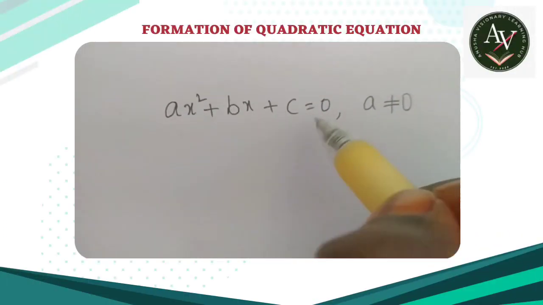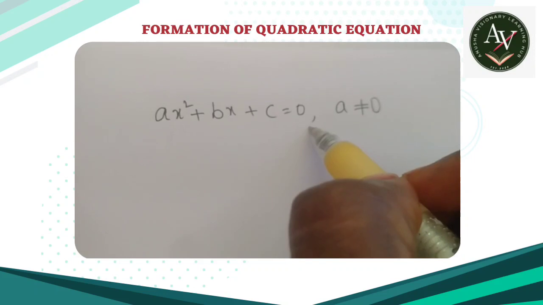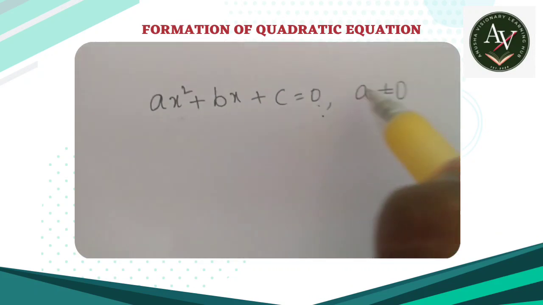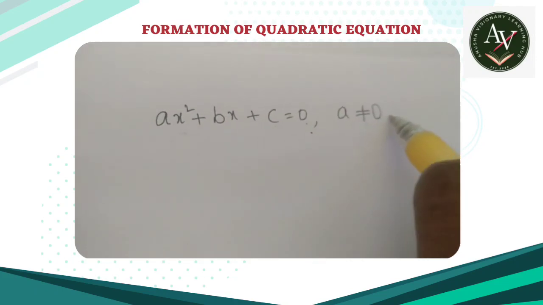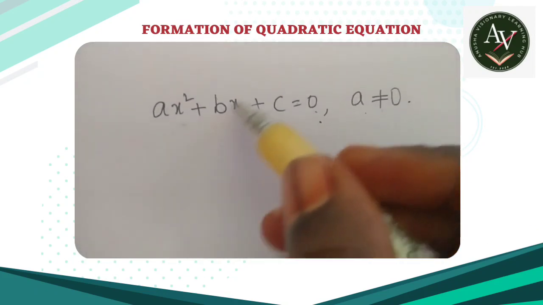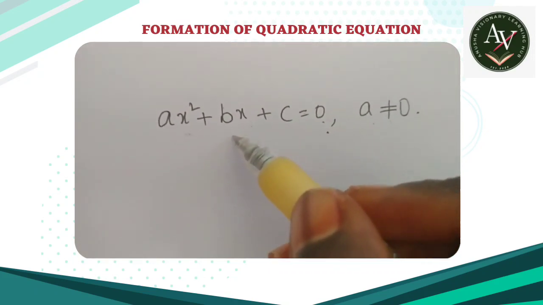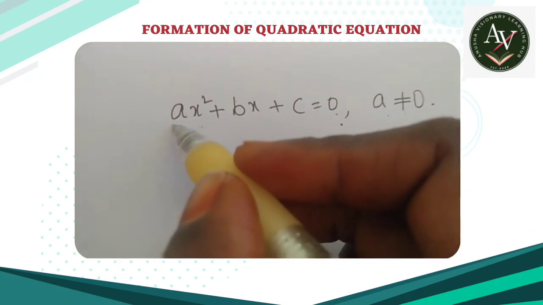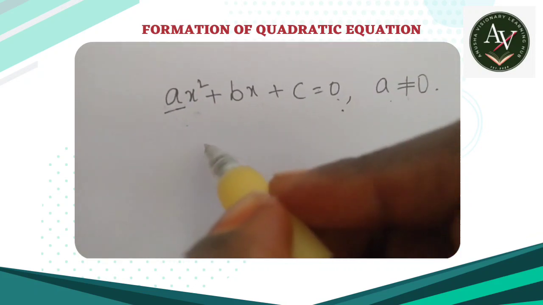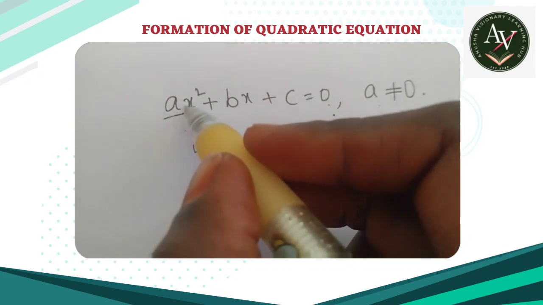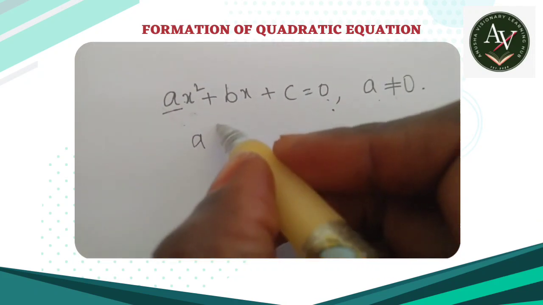Yes, this is the quadratic equation which is given in the format of ax square plus bx plus c is equal to 0, where a not equal to 0. Now we are trying to write this equation in terms of alpha and beta. For that, firstly we should take a common, to make the x square coefficient 1.